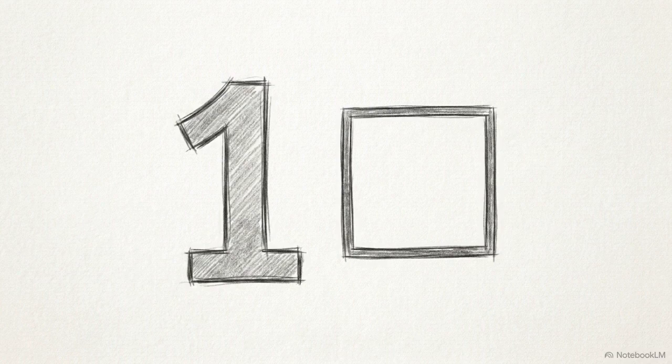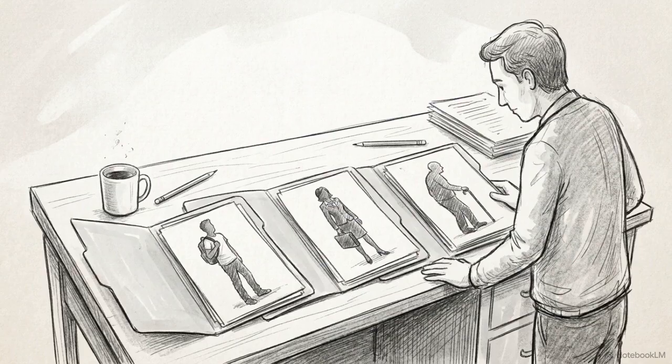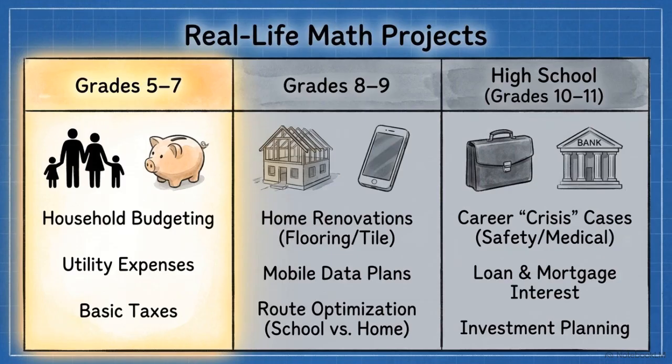Step 1 is selecting your project theme. To be effective, the scenario must match the specific interests and psychological development of your grade level. This matrix outlines target areas.